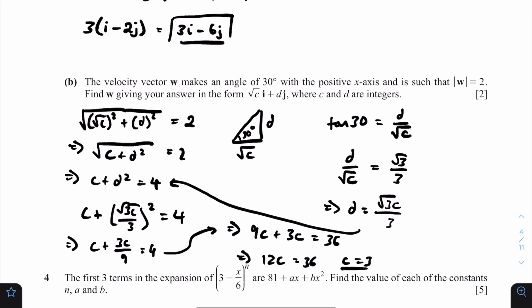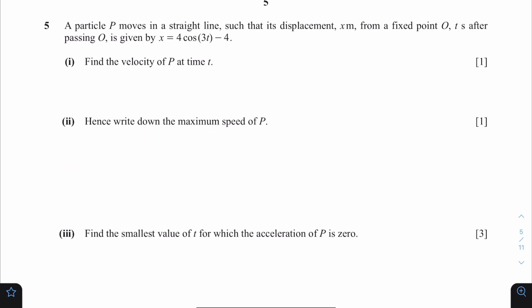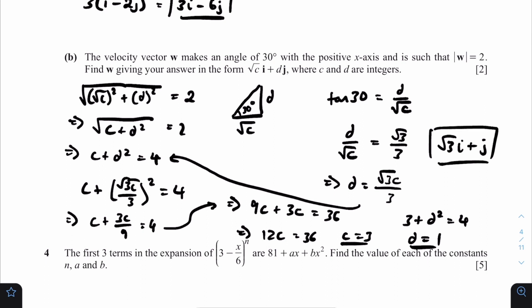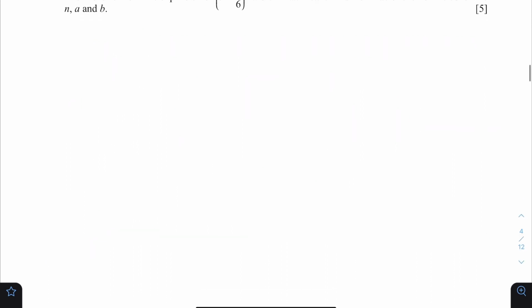And then if we find d, we can find that using c plus d squared equals 4. So we know that c is 3, so 3 plus d squared must equal 4. Therefore, d has to equal 1 because it's also on the positive x-axis. And it's making an angle of 30 degrees, which means it's going up. So therefore, the answer is root 3i plus j. That's the vector. All right, so let's go to this question now.